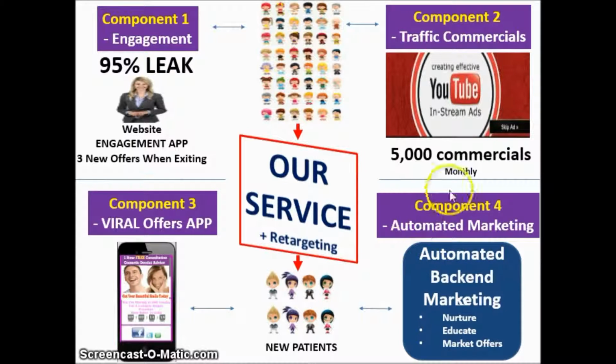And then the fourth component of our strategy here, guys, is an automated back-end marketing system, where we're going to take all the people that we've built on our list from component number 2, component number 1, and component number 3. And we're going to take all of those people that we now have on our list back here in our back office, and we're going to market to them. We're going to nurture them, we're going to educate them about your services, and we're going to present marketing offers to them to bring them into your business. And that's what closes the whole loop here.